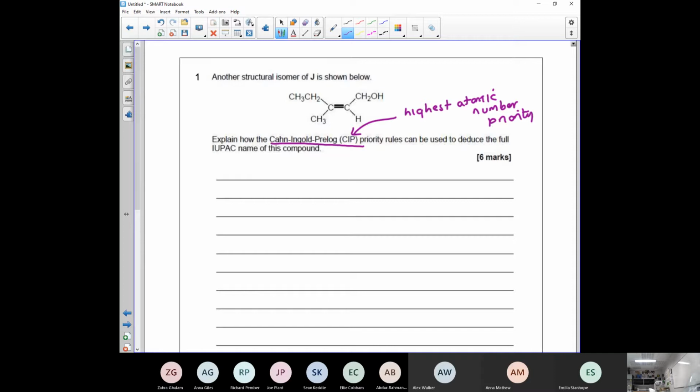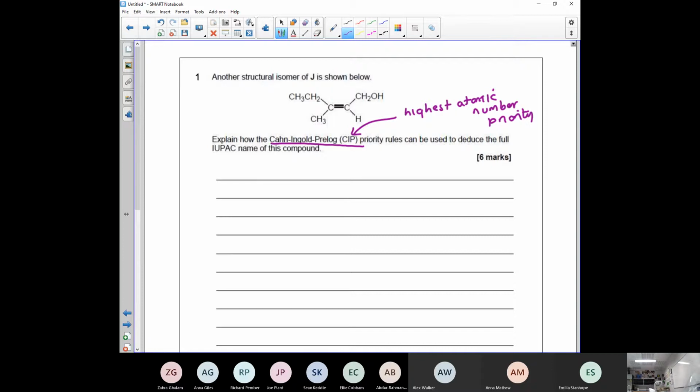What I mean by priority groups is that this will help us decide whether a particular alkene is an E or a Z isomer. If the priority groups are on the same side, then it'll be a Z isomer. If they are on opposite sides, it will be the E isomer. So we basically have to explain what we are doing.